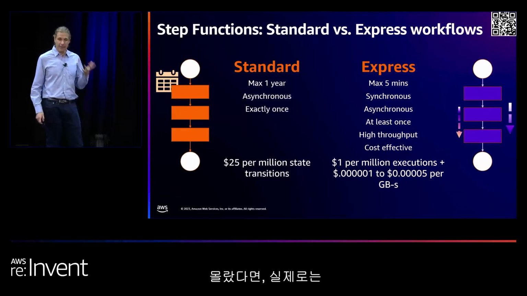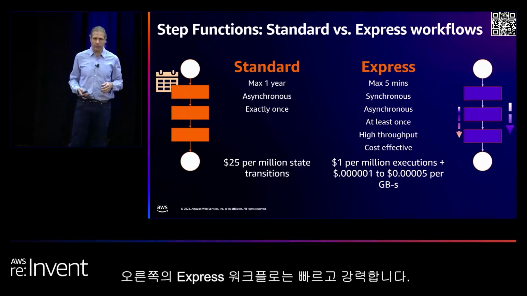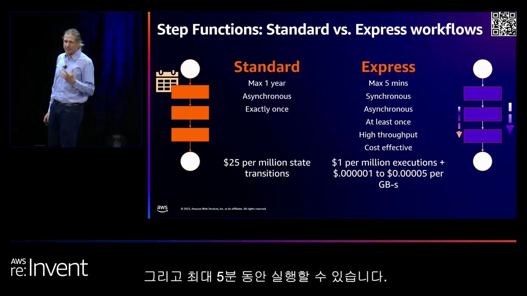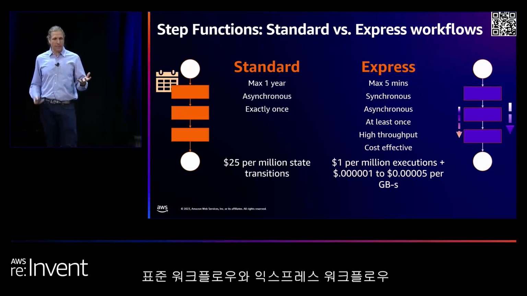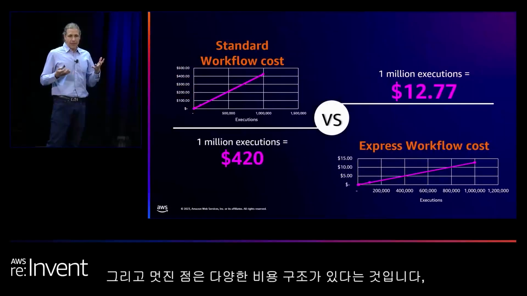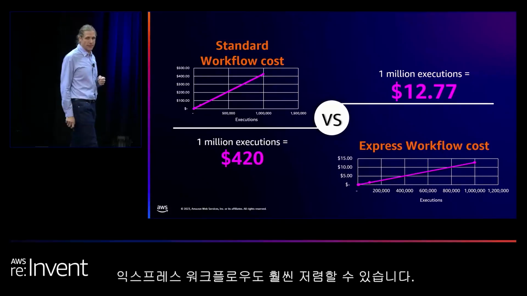If you didn't know, there are actually two types of Step Functions workflows. Standard workflows, they run for up to a year and are asynchronous, and Express workflows on the right. They're fast and furious, and they're built for high throughput. And they can run for a max of 5 minutes and can also be synchronous. Standard workflows and Express workflows have different pricing models. And the cool thing is with the different cost structures, Express workflows can also be significantly cheaper.